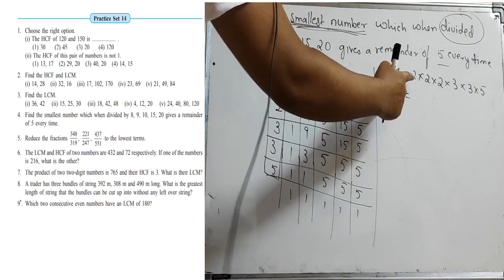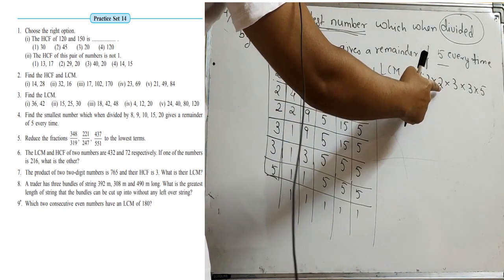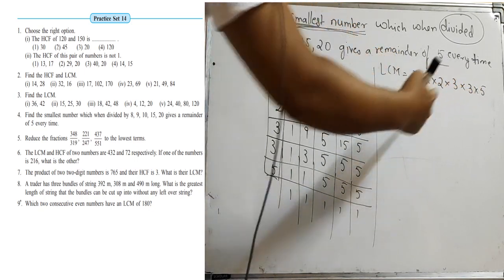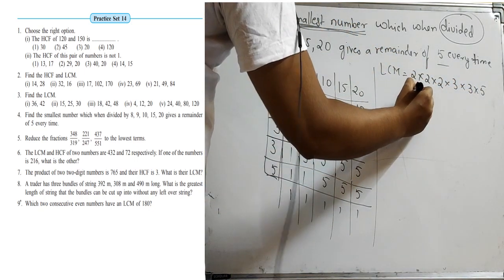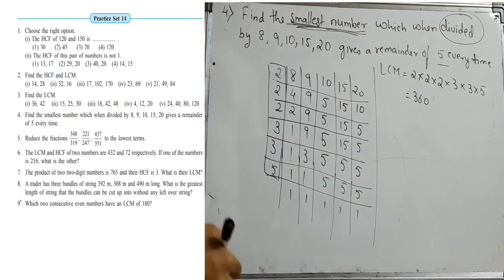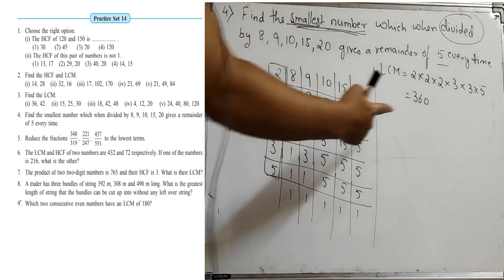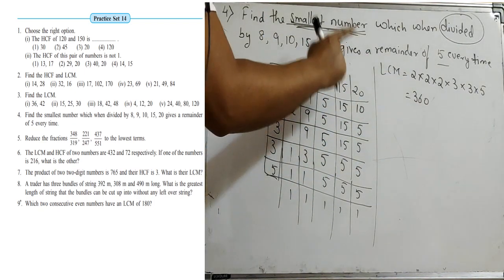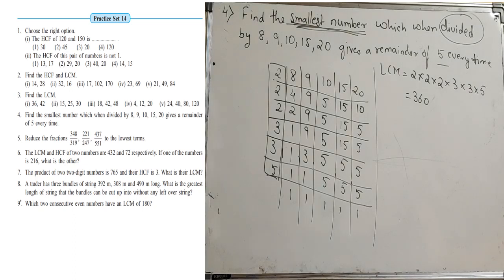8 5s are 40. 40 into 9 is 360. So LCM of all these numbers is 360. Okay, which means if I divide 360 by any of these numbers, my remainder will be 0.